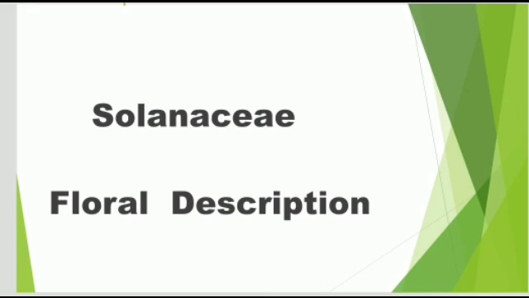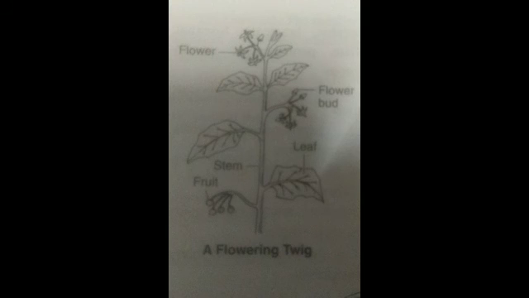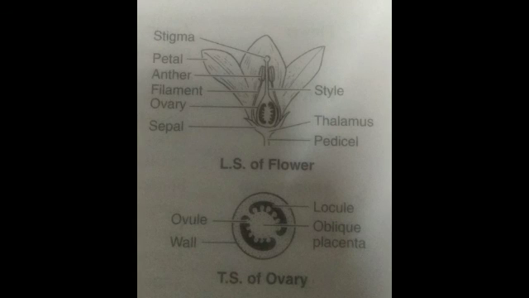And after that, the section of the ovary and the LS of the flower. Now, with the help of all these descriptions, we can easily draw the floral diagram. See, the inflorescence is cymose type and the flower is actinomorphic. Actinomorphic means it can be divided into two halves from any plane. Then calyx: 5 sepals are there, and they are gamosepalous, that is, they are fused.